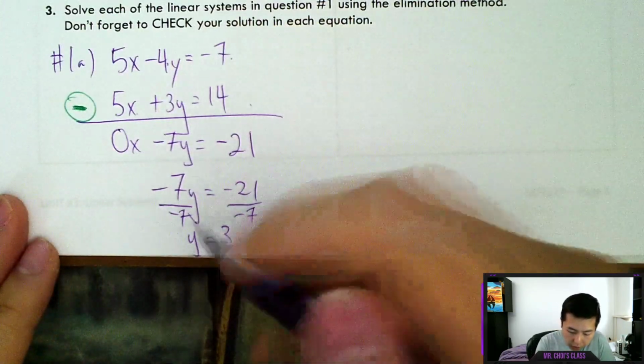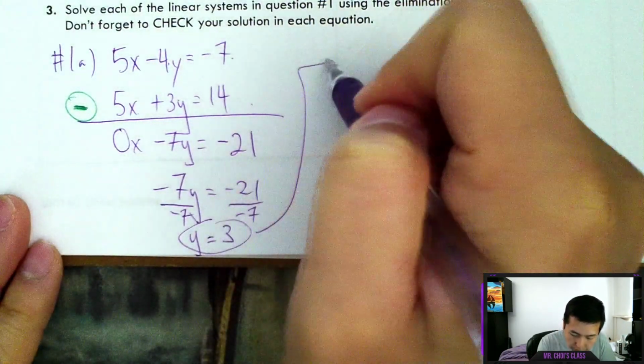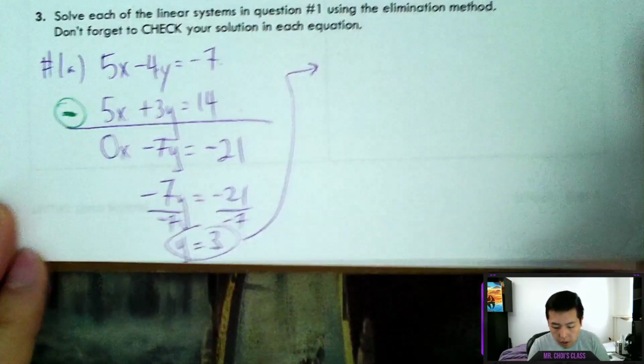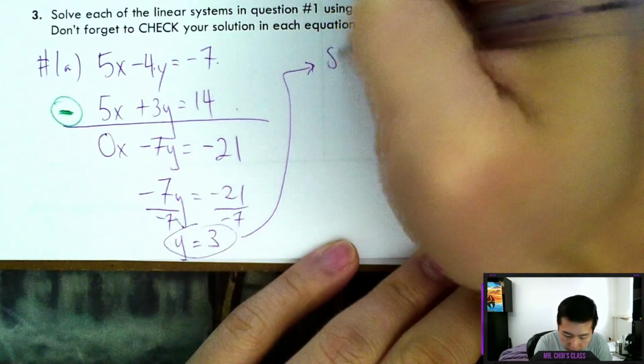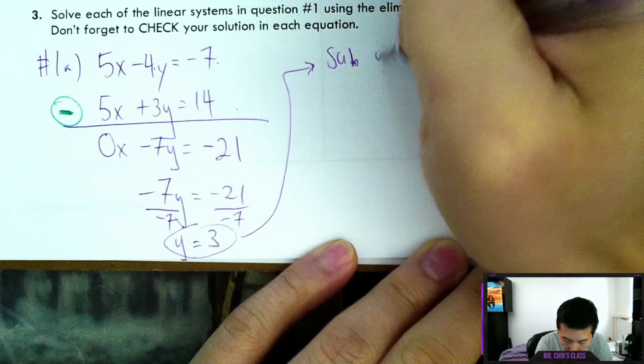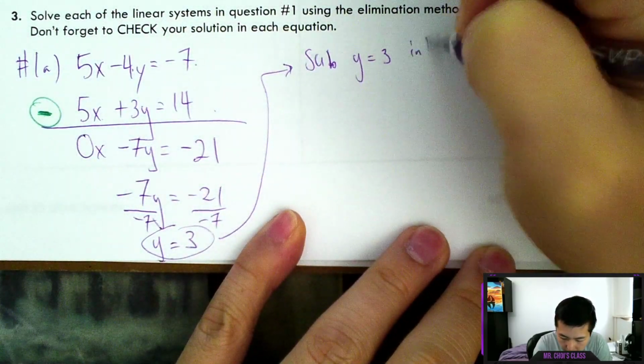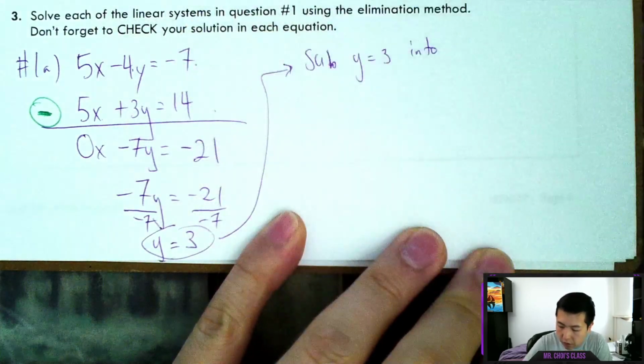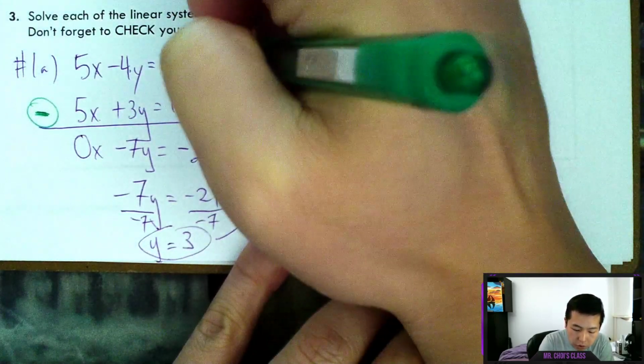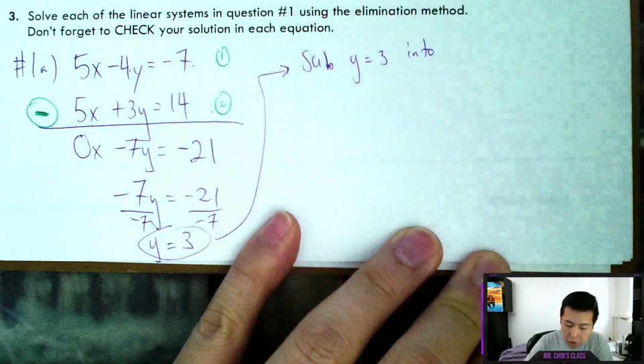So, with y equals 3, we're going to bring it up here. We're going to then sub y equals 3 into, I forgot to write down that this is equation 1 and 2. That's my fault. So this is equation 1 and 2.